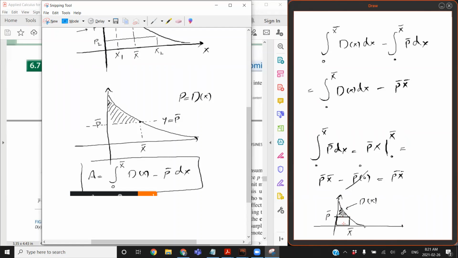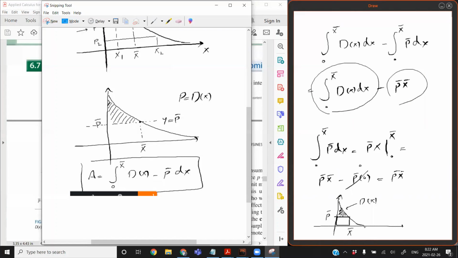And the area of this rectangle is, of course, width times length. So the width is p bar and the length is x bar. So I can find the area under D(x) and above the x-axis, which would be this, minus the area of this rectangle, which is just the product of p bar and x bar. So that's another way of thinking about it.